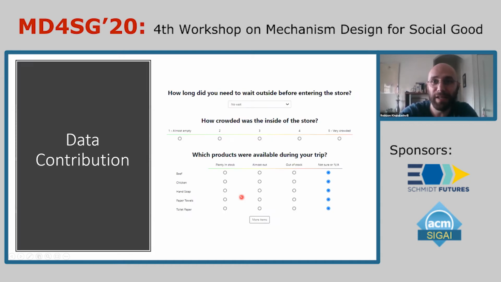And the last, and I think the main feature of this web page, is data contribution. Users can contribute data, and there are several things they can tell us, but the three main questions are how long they waited outside of the store, how crowded the store was inside, and which products were available during this trip. For every product, and there are many more products, you can select either plenty in stock, almost out, or out of stock.